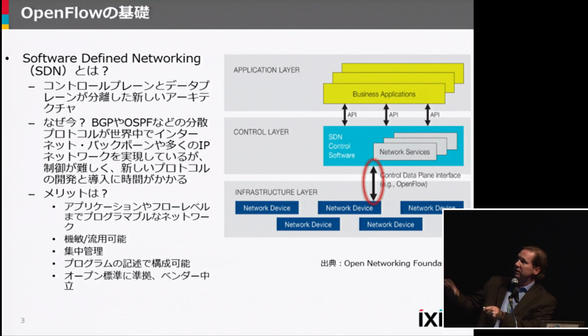But OpenFlow is standardized, and that's this program language here that allows the control layer to tell the network what to do. And there are many benefits to moving to this model, I'm sure most of you are aware of, but basically you have more control of your network and network layer.